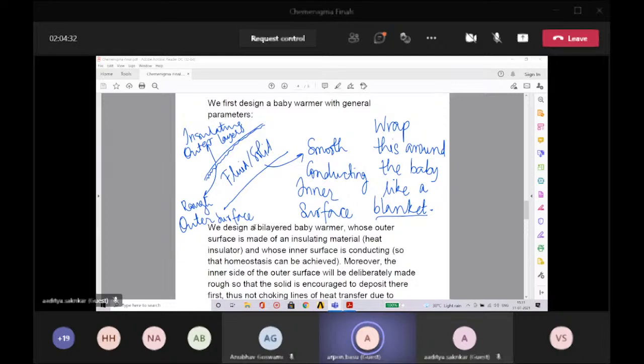So we would have a bilayer kind of structure, kind of like the pouches we have, except that it will be shaped like a blanket to keep the baby warm. And of the bilayers, the outer layer will be heat insulating, so heat is not taken away from the baby, while the inner layer, which is in contact with the baby's skin, will be conducting so that thermal equilibrium can be achieved.